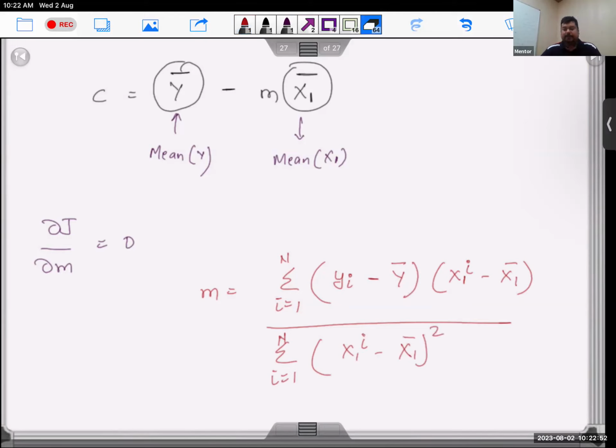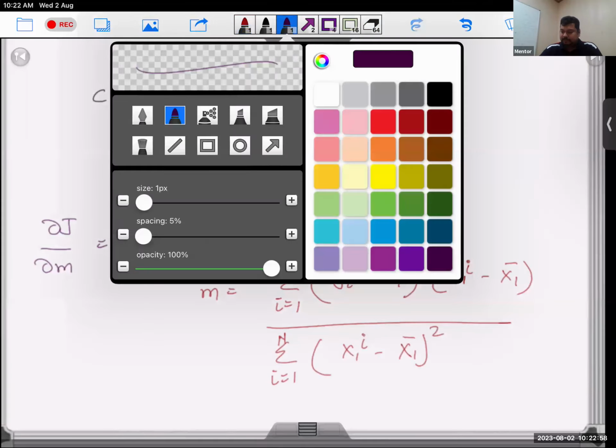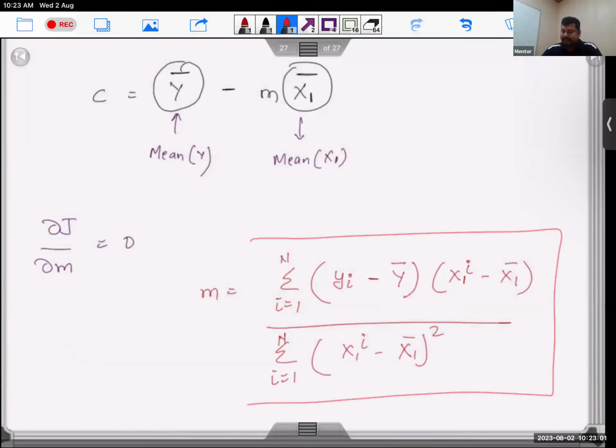This is what you'll get. So is there any unknown in this equation of m? Do I need to compute C for computing m? No. So m can be computed directly, right? So first you compute m, then you substitute it here, and you will get C also. So this is the optimal solution for m and C. Is this clear?